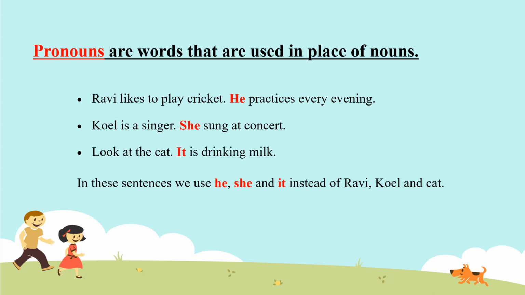Next example: Look at the cat. It is drinking milk. Here, it is a pronoun which tells about the cat. In these sentences, we use he, she, and it instead of Ravi, Koel, and cat.